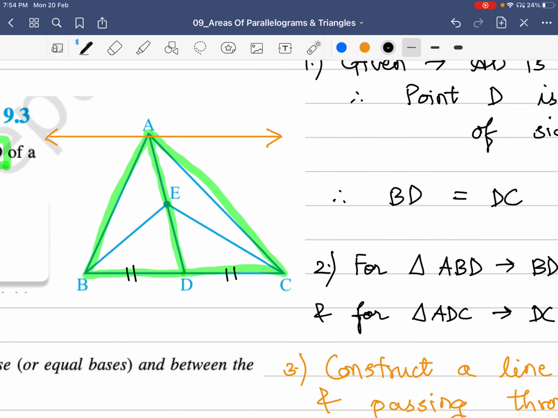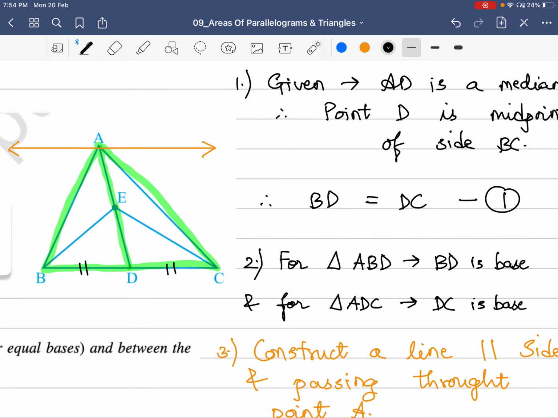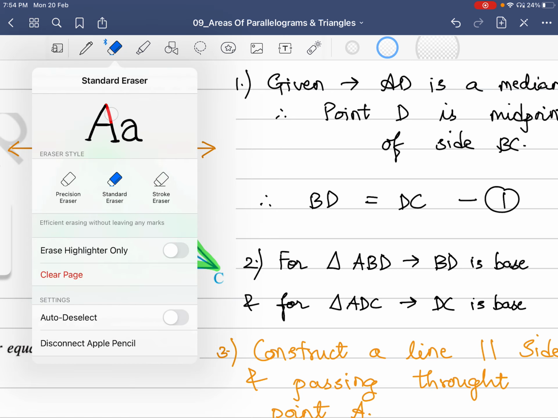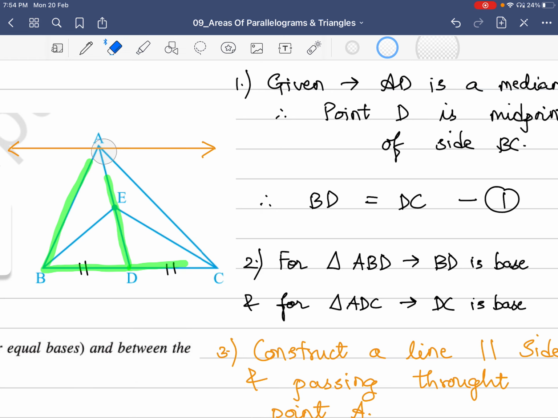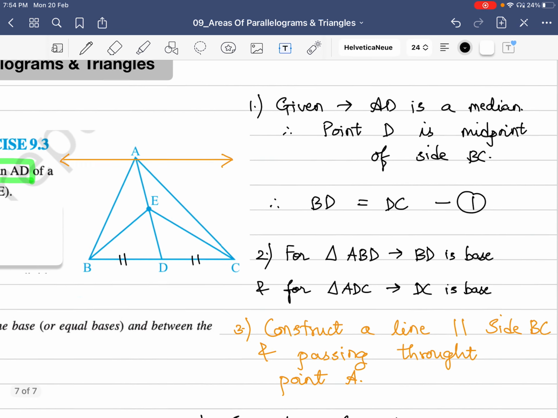Now, once again, let's come to this diagram here, and what we are going to do is we are going to erase these things, the highlighted one. And I'm going to make some space to make note of new points.